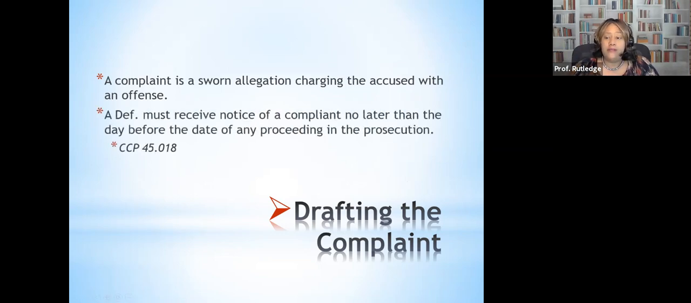The defendant must receive notice of a complaint no later than the day before the date of any proceeding in the prosecution. Hence, in Harris County, we have probable cause court. So, before really anything happens, and they're open 24 hours a day, defendants are taken before a probable cause court to make sure that they know about any and all allegations.